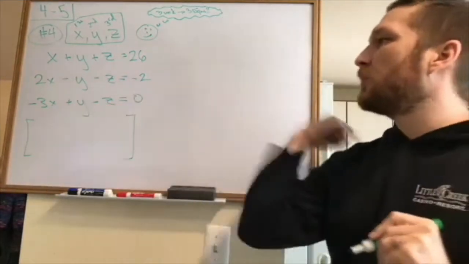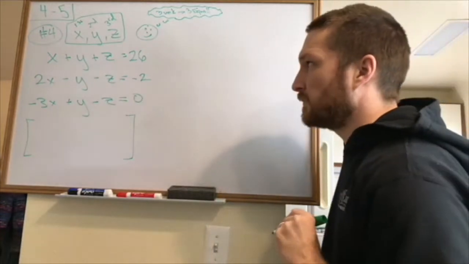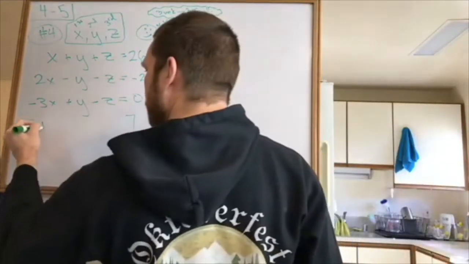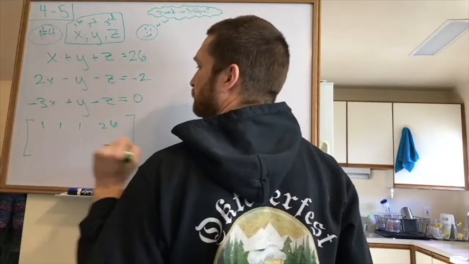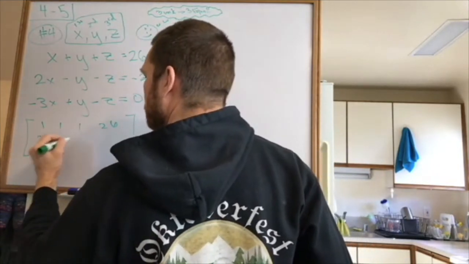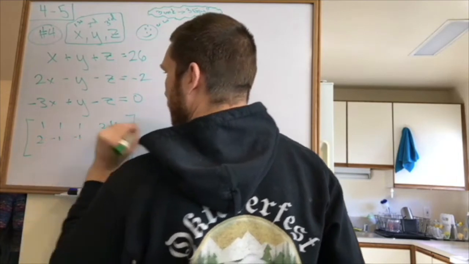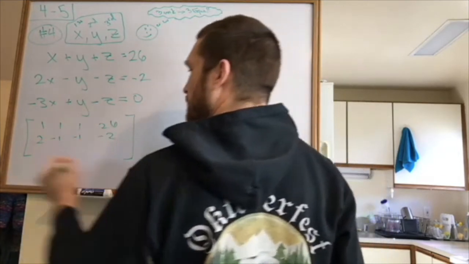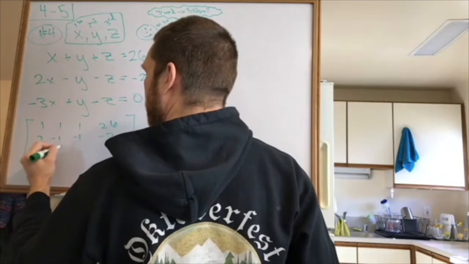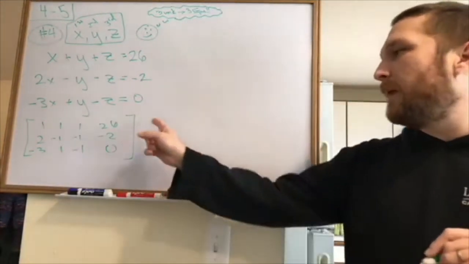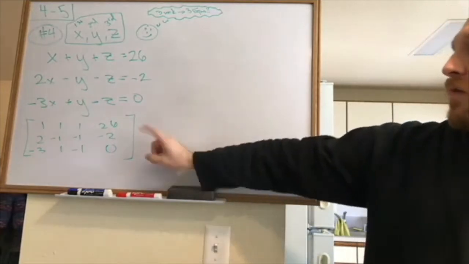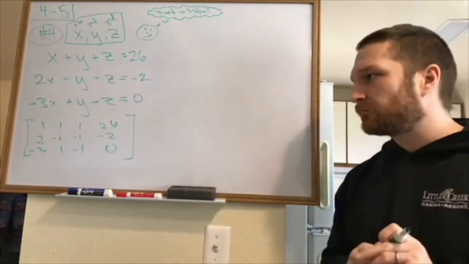And what's my first row going to be? 1, 1, 1, 26. Second row: 2, negative 1, negative 1, negative 2. Okay, last row: negative 3, 1, negative 1, 0. Perfect, right? And now we're back into the realm of problems we've seen before.